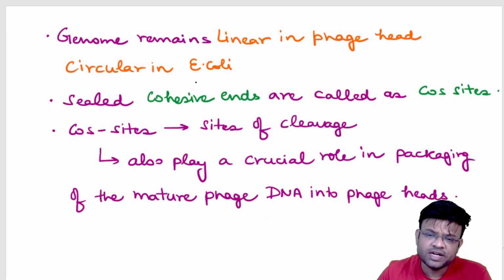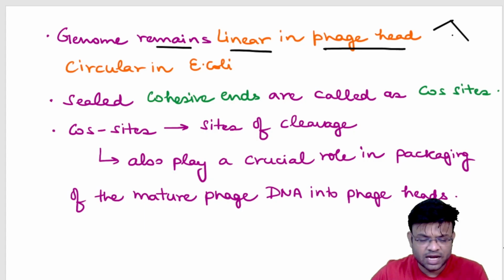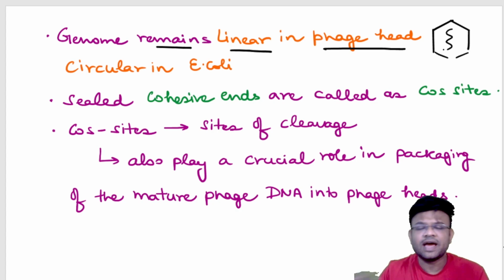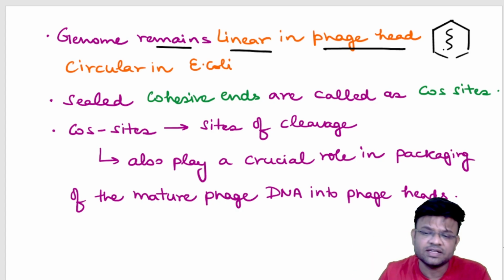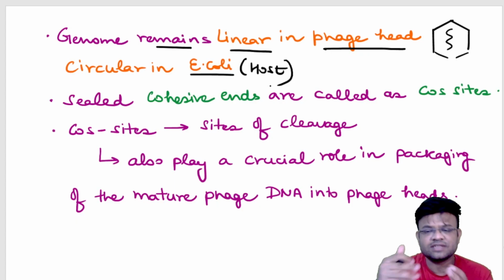Now, as I've already said, the genome remains linear in the phage head. So in this particular region, when it is in this lambda phage form, let me draw like this. In the head region, it is present in the linear form. But as it gets transferred inside the E. coli, or when I say E. coli, I mean the host. So inside the host, it gets circularized.